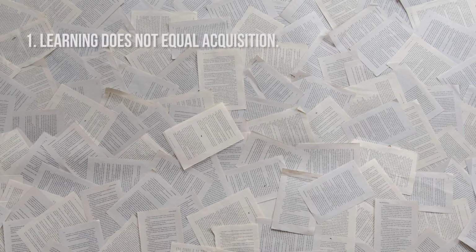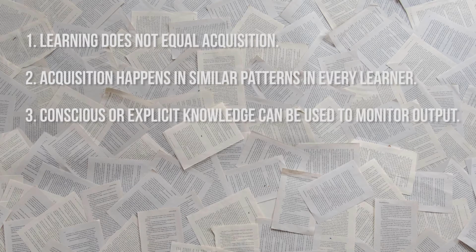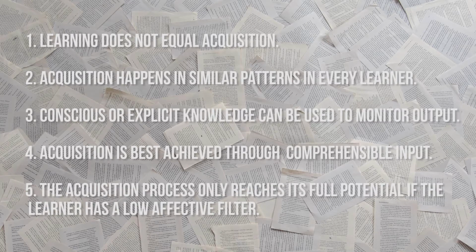So filtered down, we have these 5 statements that we can boil it down to. 1. Learning does not equal acquisition. 2. Acquisition happens in similar patterns in every learner. 3. Conscious or explicit knowledge can be used to monitor output. 4. Acquisition is best achieved through comprehensible input. And 5. The acquisition process only reaches its full potential if the learner has a low affective filter.